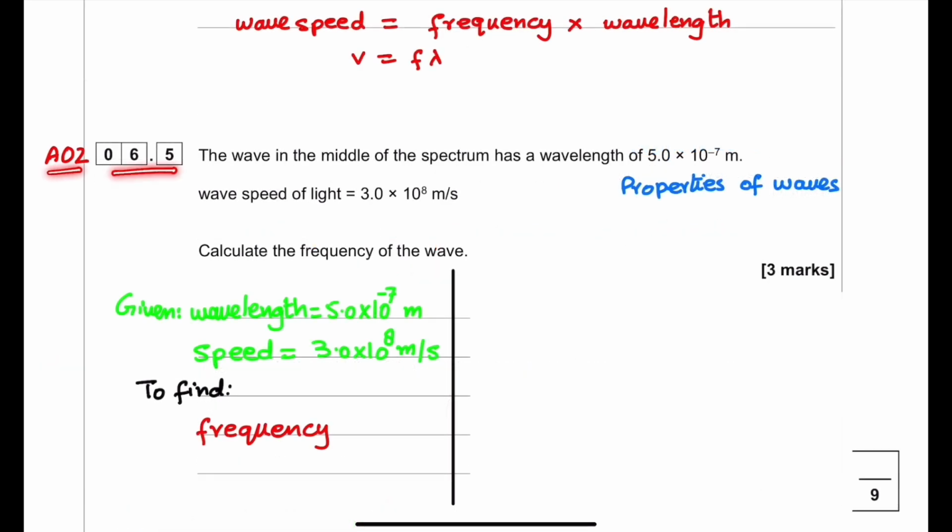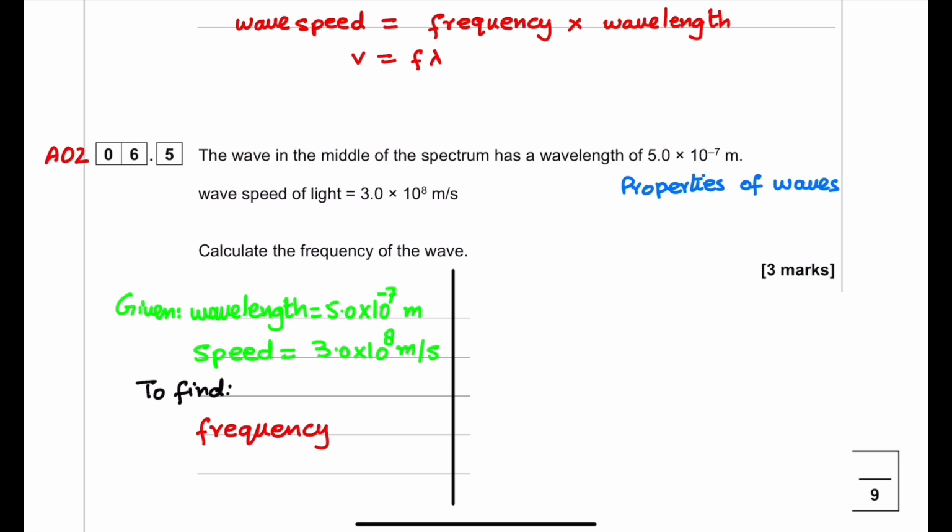6.5 is an AO2 question. The student needs to make the calculation in this question. The wave in the middle of the spectrum has a wavelength of 5 times 10 raised to power minus 7 meters. The wavelength is given. The wave speed of the light is 3 times 10 raised to power 8 meters per second. Calculate the frequency of the wave.